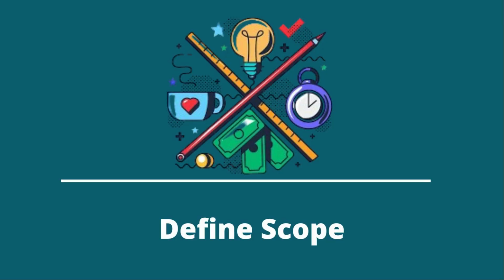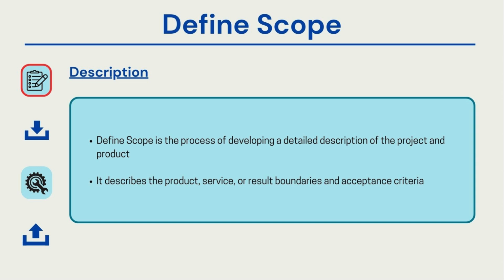Let's move on to defining scope. This is done once we have defined the requirements or scope management plan. Once we've gathered requirements, then based on them, we have to define scope. So how do we do that? And what happens largely as part of this process?